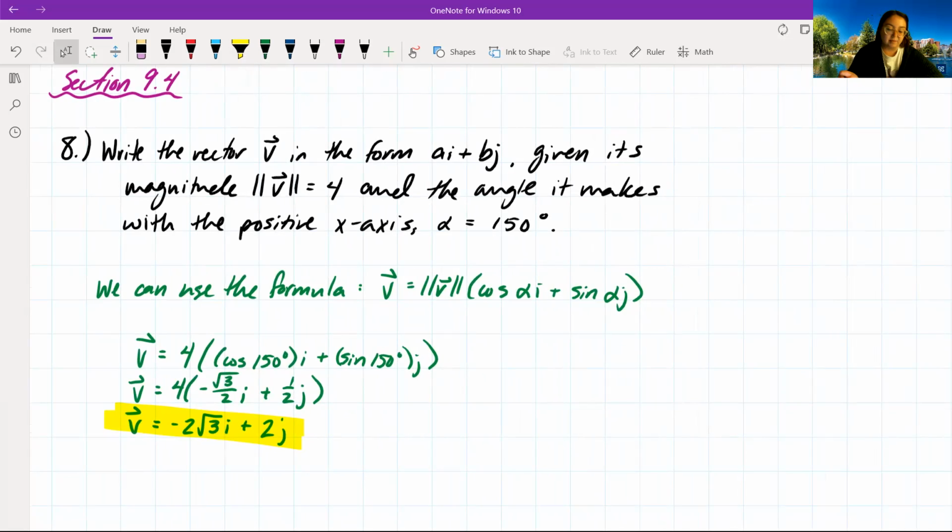So for this problem, we already have a formula for these things, so it's very easy to just plug these values in there. So, all right, that does conclude our review for chapters 8 and 9 for exam 3.